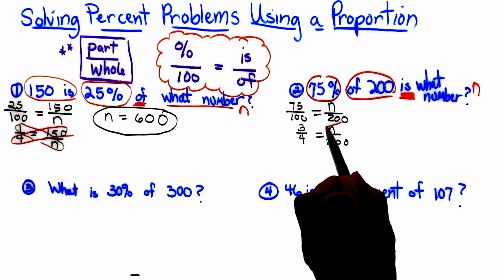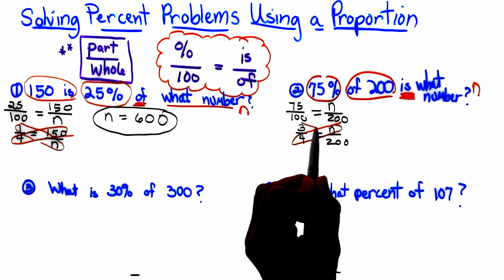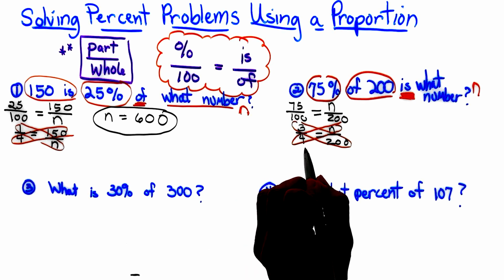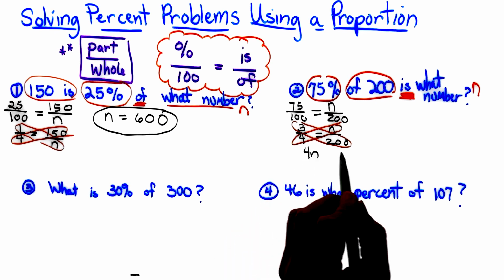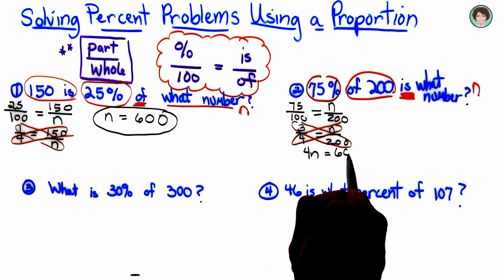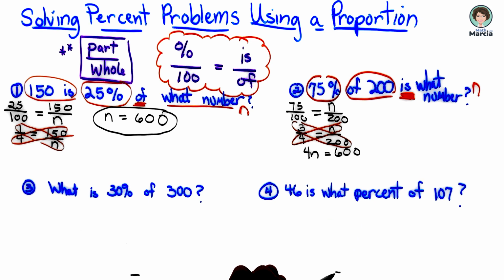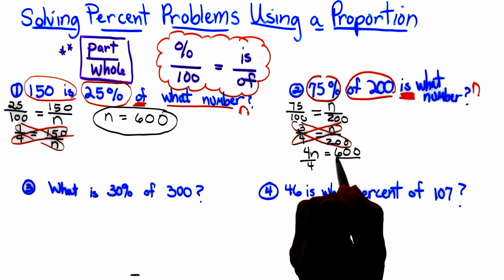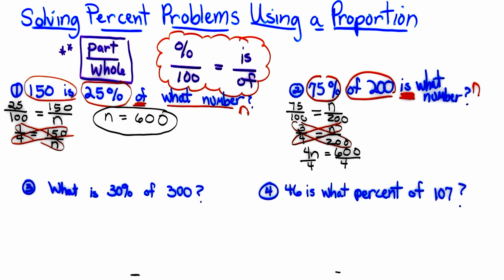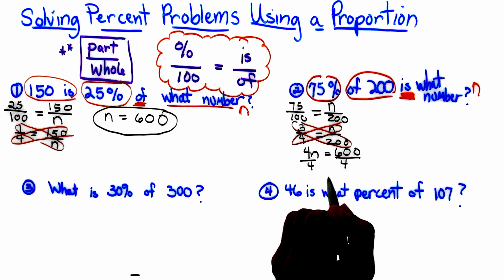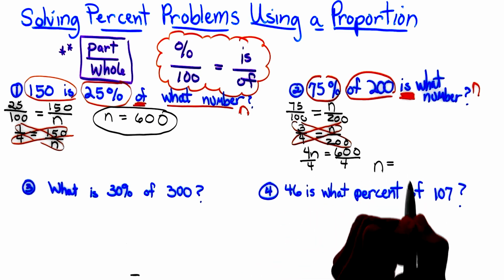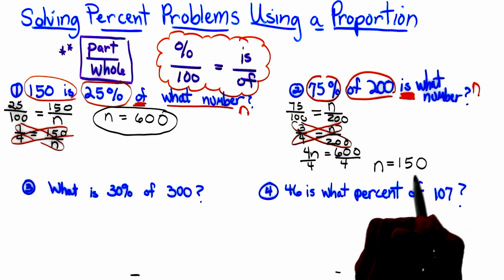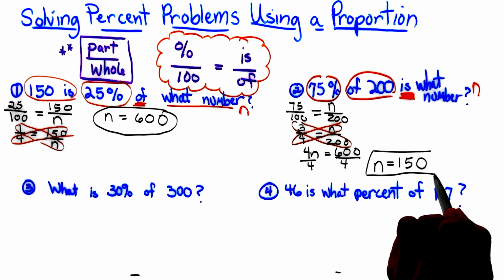And remember, when we do our cross products, we're just multiplying the numbers across from each other. So 4 times n is 4n. 3 times 200 is 600. And we are going to go ahead and divide by 4 to get the n by itself. And n is equal to 150. And there is our answer.